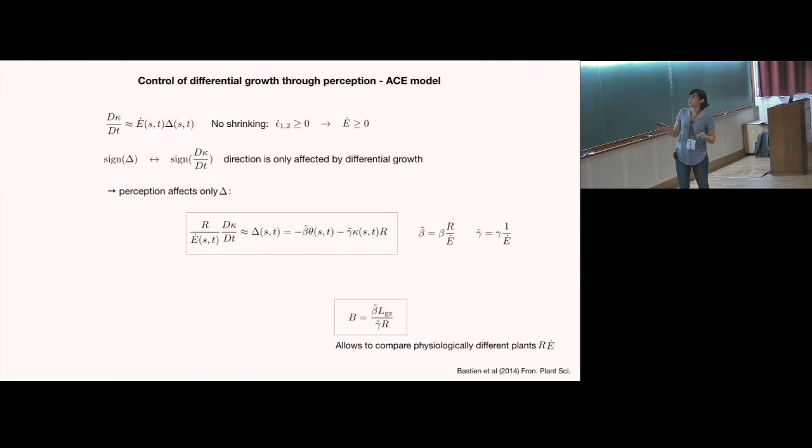Okay, so now we have these two renormalized betas. I can again define, remember we had this B, the dimensionless number, which was a function of beta and gamma. Now, instead of beta and gamma, I have beta tilde and gamma tilde. This is nice because it allows me to compare, normalizing over the physiological differences of different plants, right? Because within here I have the radius and the growth rate, apart from the sensitivities. So this is what allows me to compare a tree with a wheat coleoptile. Okay?